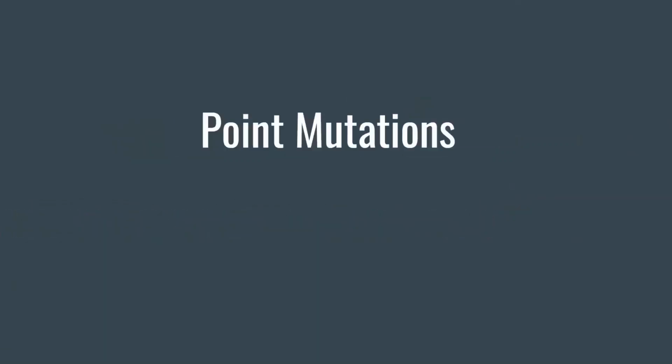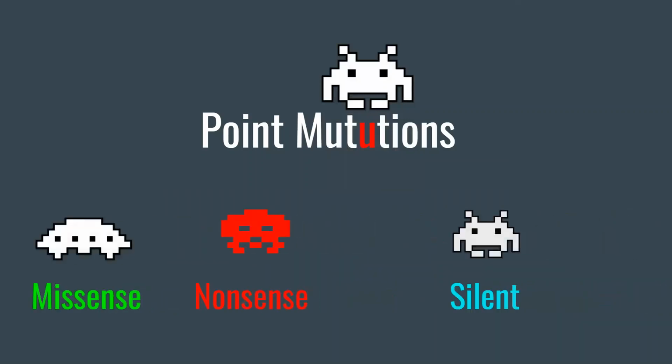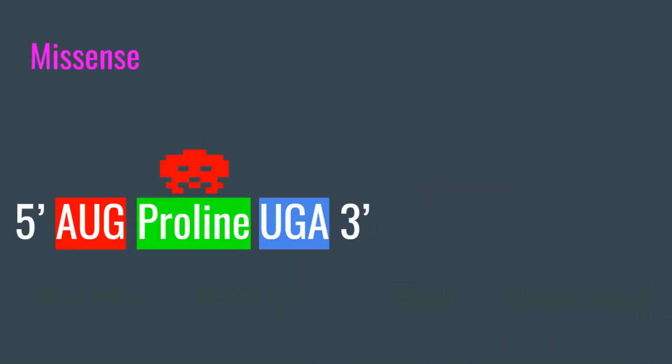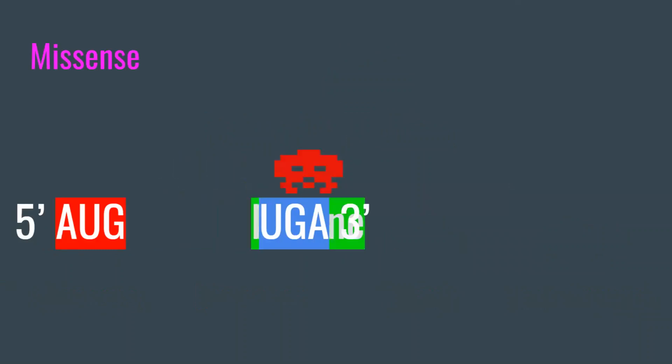Point mutations are mutations that change one nucleotide base. We'll be looking at 4 types of point mutations. Missense refers to a point mutation that changes the amino acid coded for.